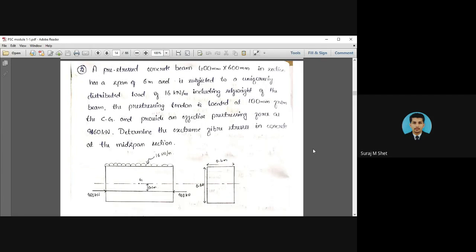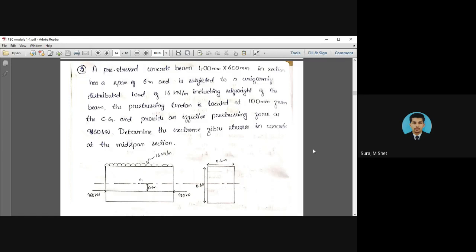See, the simple problem, this is also a pre-stressed concrete beam 400 into 600 mm in section, has a span of 6 meter. The span of the beam is 6 meter and this is subjected to a uniformly distributed load of 16 kilonewton per meter, including self weight of the beam. Here also, the total load acting on the beam is 16 kilonewton per meter, including self weight.